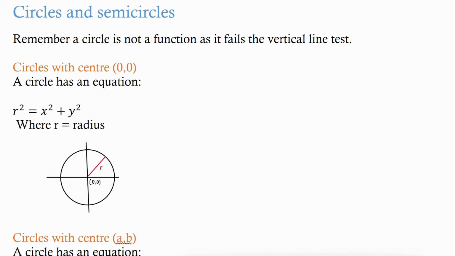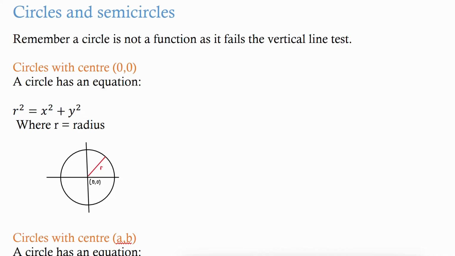In this video, we're focusing on circles and semicircles. It's important just to remember a circle is not a function because it fails the vertical line test. When you hold up a pen to a graph of a function, going left to right, and the function touches that pen at two spots, it fails the test, therefore it's not a function.